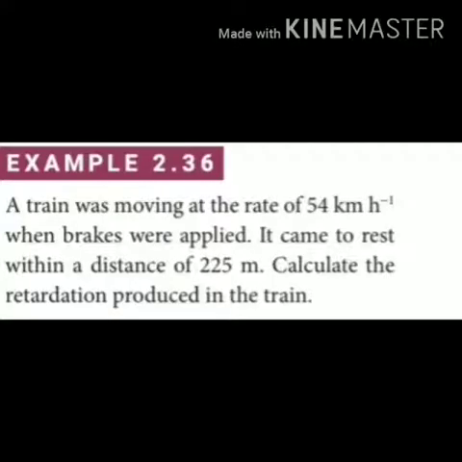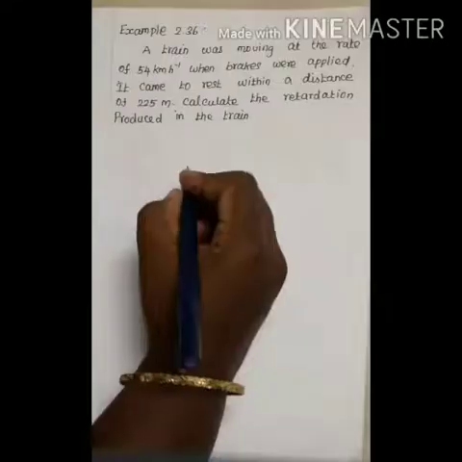A train was moving at the rate of 54 km/h when brakes were applied. It came to rest within a distance of 225 meters. Calculate the retardation produced in the train. The velocity is given as 54 km/h, and the distance is given as 225 meters. Calculate the retardation. Retardation means negative acceleration.